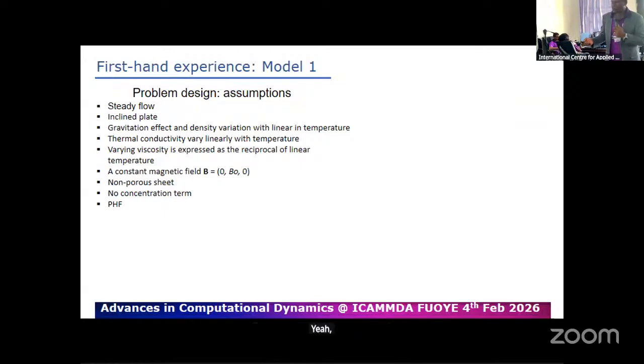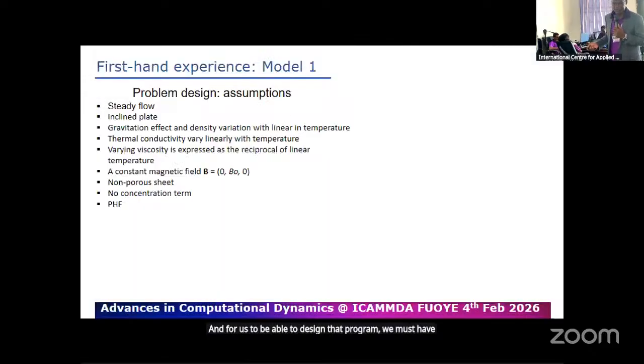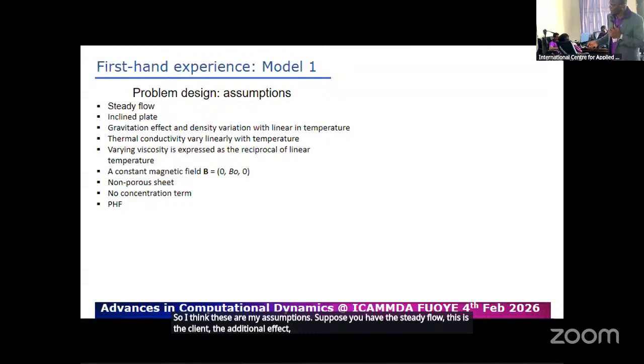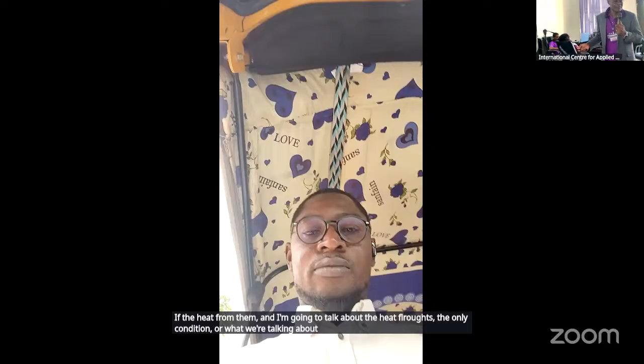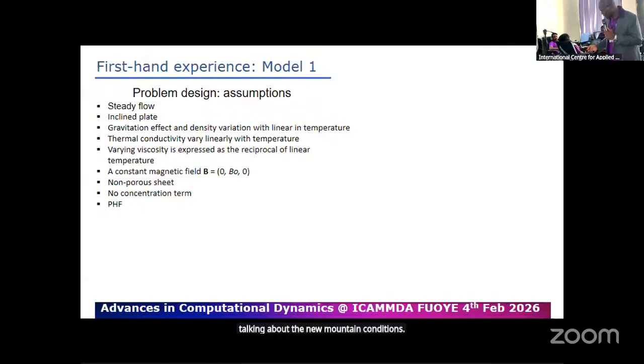the assumptions. So I call this problem design. Want to design something, want to design a problem. And for us to be able to design that problem, we must have some assumptions. So I take this as my assumptions. Suppose you have a steady flow, it's inclined, you have gravitational effect, you have all these things coming into play. And the last point here is what we call the heat flux. Okay, it's the heat flux. But when we talk about the heat flux boundary condition, what we are talking about is the Neumann boundary condition.